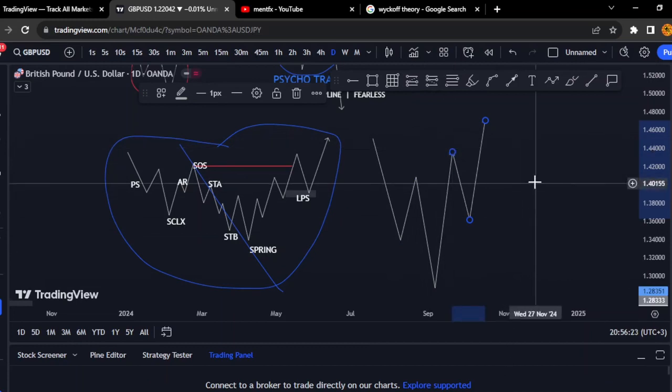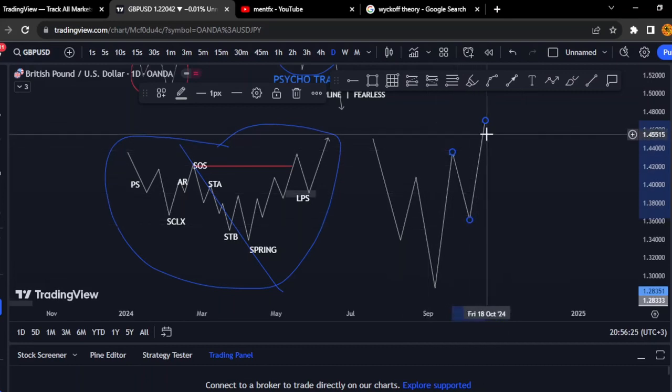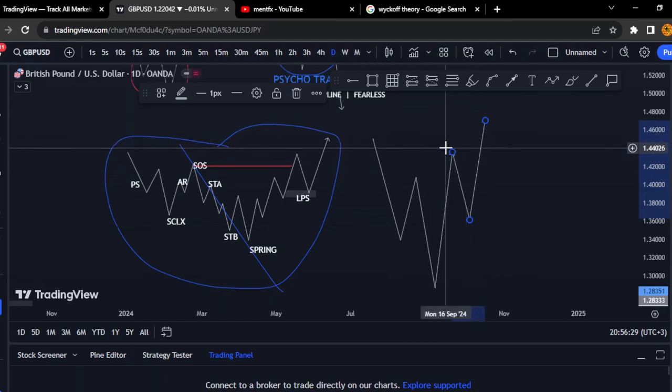But when we get a second break, it shows us finally that these guys are fed up, like they have shot them dead, and now we are continuing to the upside.